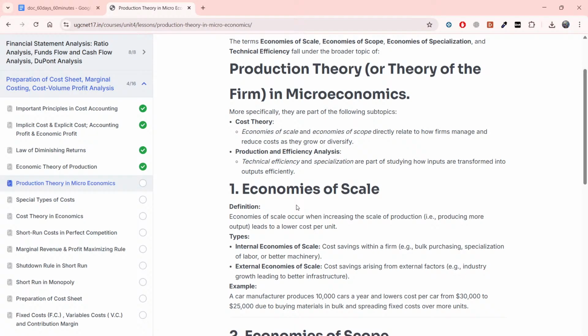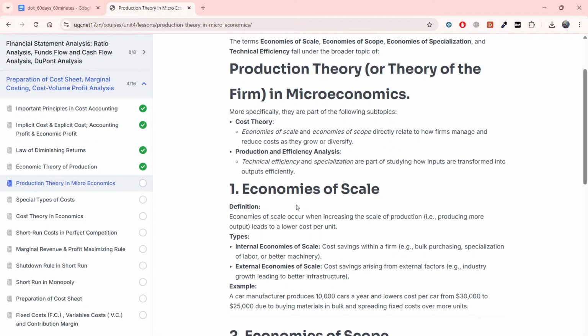Economies of scale. Economies of scale occur when increasing the scale of production, producing more output, leads to lower cost per unit.